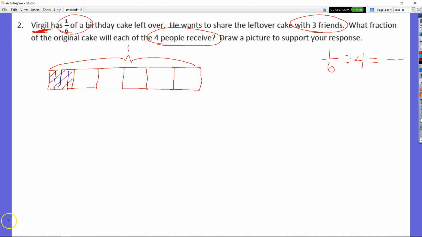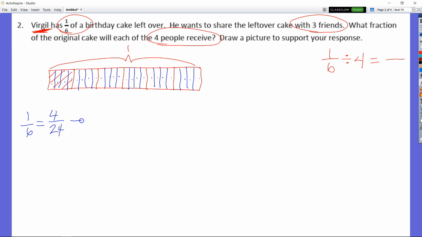I'm going to push pause here just to put these lines in. And if you notice, on each 6th of the cake, I divided it into 4 parts. So we're saying that 1/6 here is equal to 1, 2, 3, 4. Let's write that down. 1/6 is equal to 1, 2, 3, 4 out of how many total? 1, 2, 3, 4, 5, 6, 7, 8, 9, 10, 11, 12, 13, 14, 15, 16, 17, 18, 19, 20, 21, 22, 23, 24. So 1/6 is equal to 4/24ths.